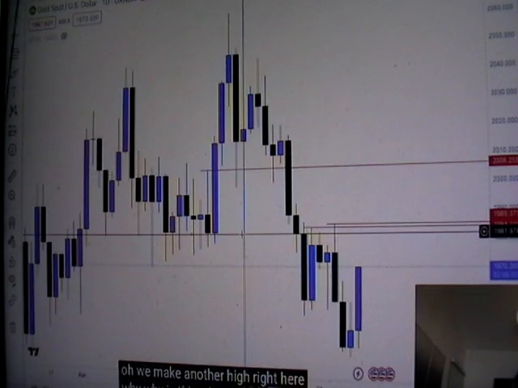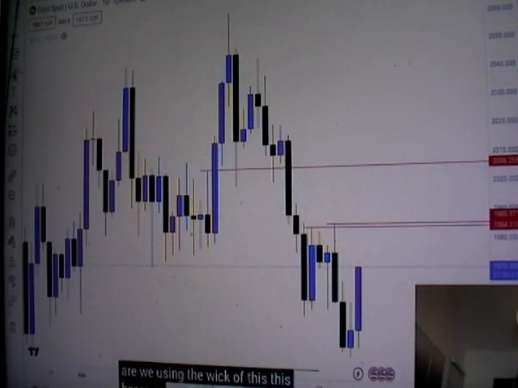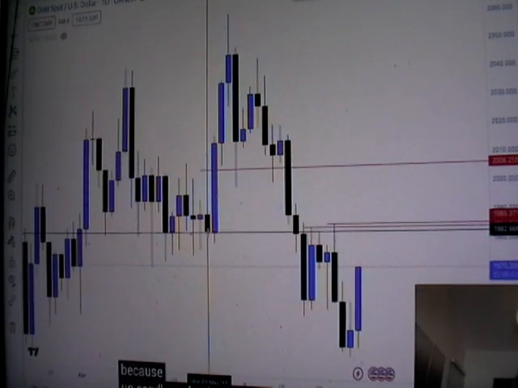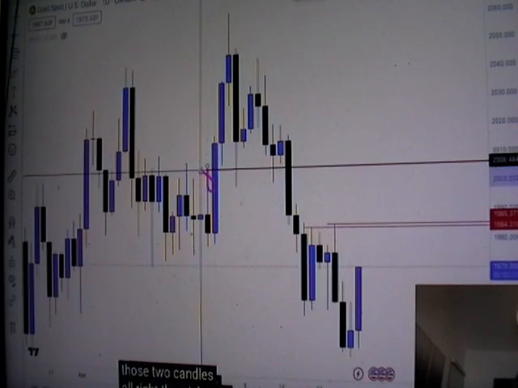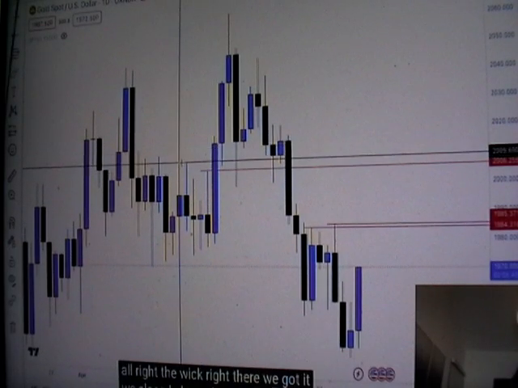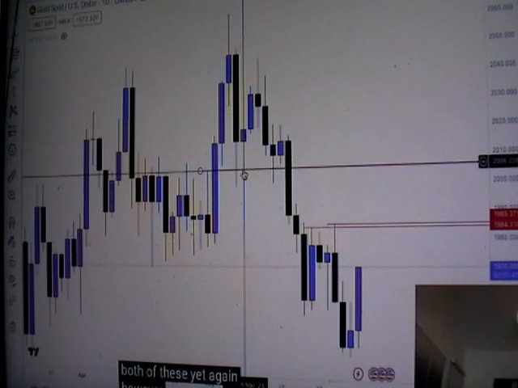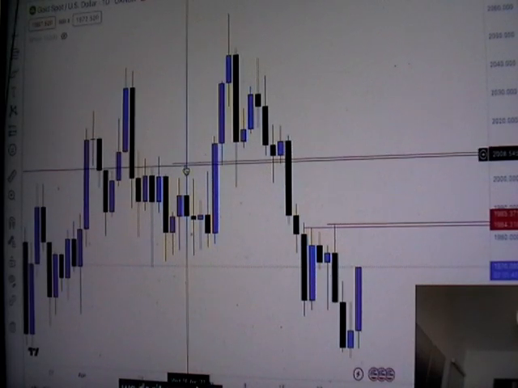Why is this? TJR, why are we using the wick of this? Because of an up candle and a down candle. How do we mark our highs? The highest point of those two candles. All right? The wick, right there. We got it? We close above that. Yes, we close above both of these yet again. However, we don't care about this high anymore.